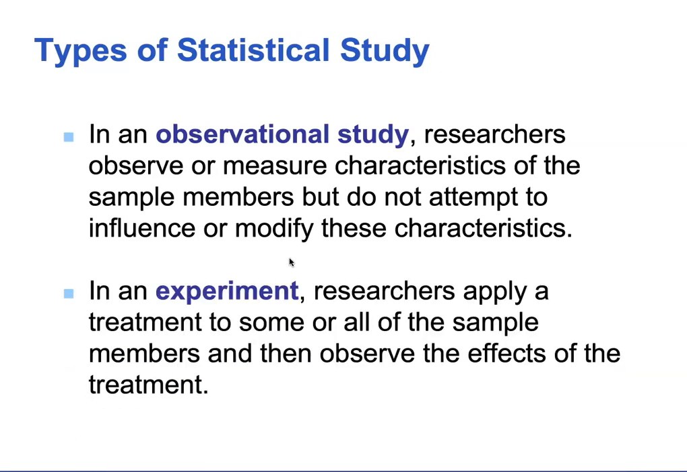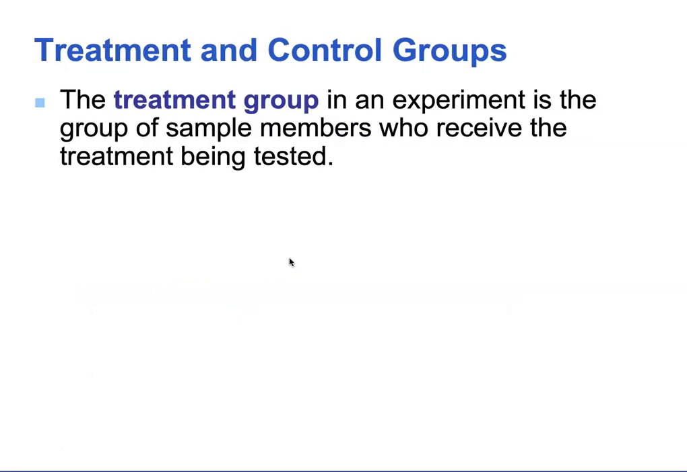In an experiment, researchers apply a treatment to some or all of the sample members and then observe the effects of the treatment. So in an experiment, this is when you actually give them something or you're going to test something on them. Treatment and control groups. The treatment group in an experiment is the group of sample members who receive the treatment being tested.